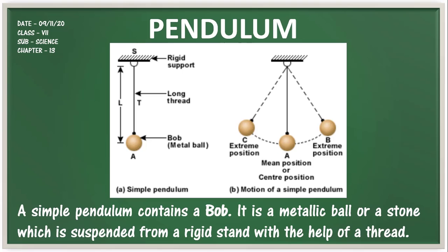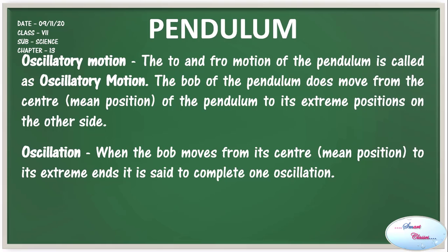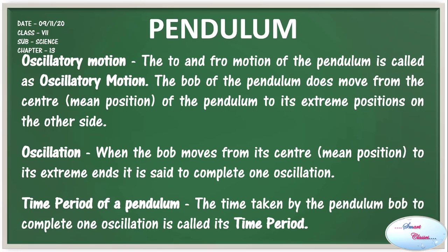The to and fro motion of a pendulum is called oscillatory motion, what we just discussed. The bob of the pendulum moves from the center, which is the mean position of the pendulum, to its extreme positions on the other side. When the bob moves from its mean position to its extreme ends and back, it is said to complete one oscillation. And the time period of a pendulum is the time taken by the pendulum bob to complete one oscillation.